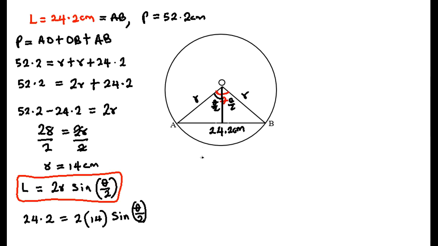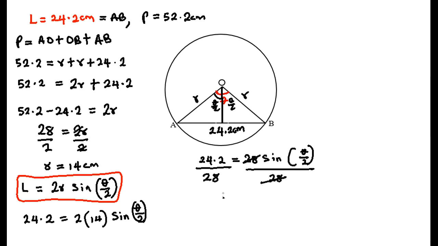So let's continue from here. We now have 24.2 equal to 2 times 14, which is 28, sine theta over 2. We are asked to find theta, that's our main target here. So I will now divide both sides by 28. The 28 cancels out here. So what is 24.2 divided by 28?